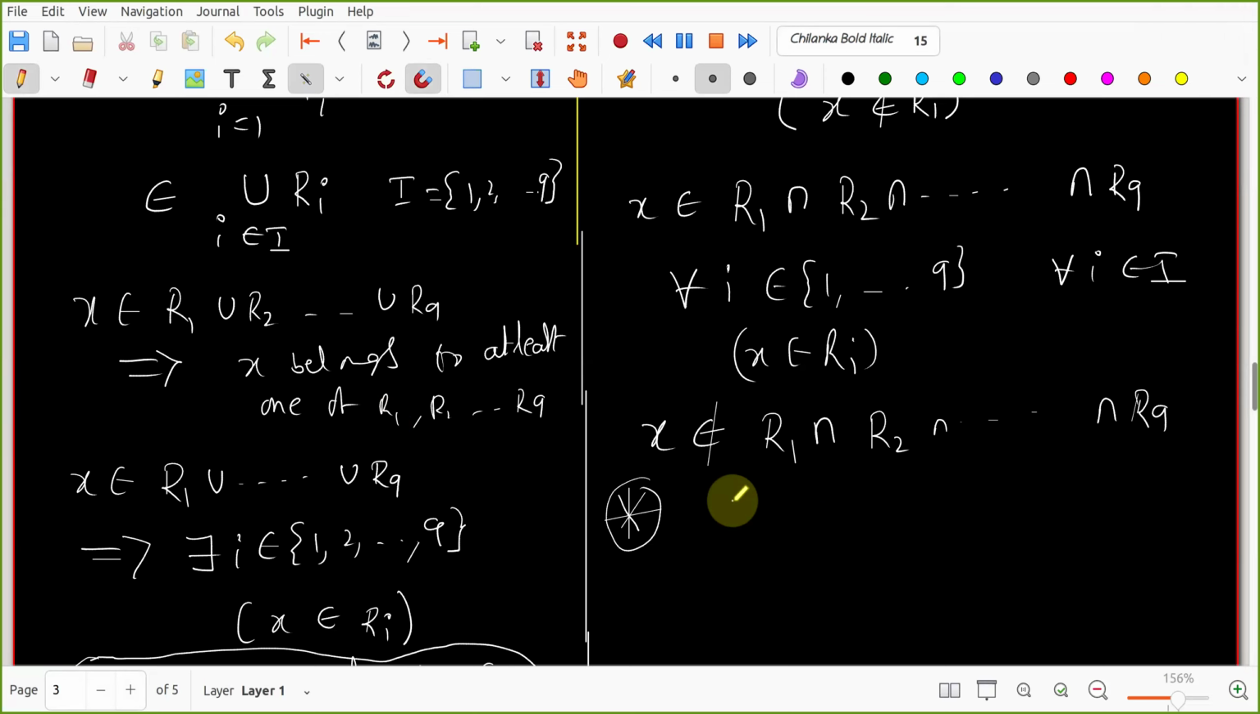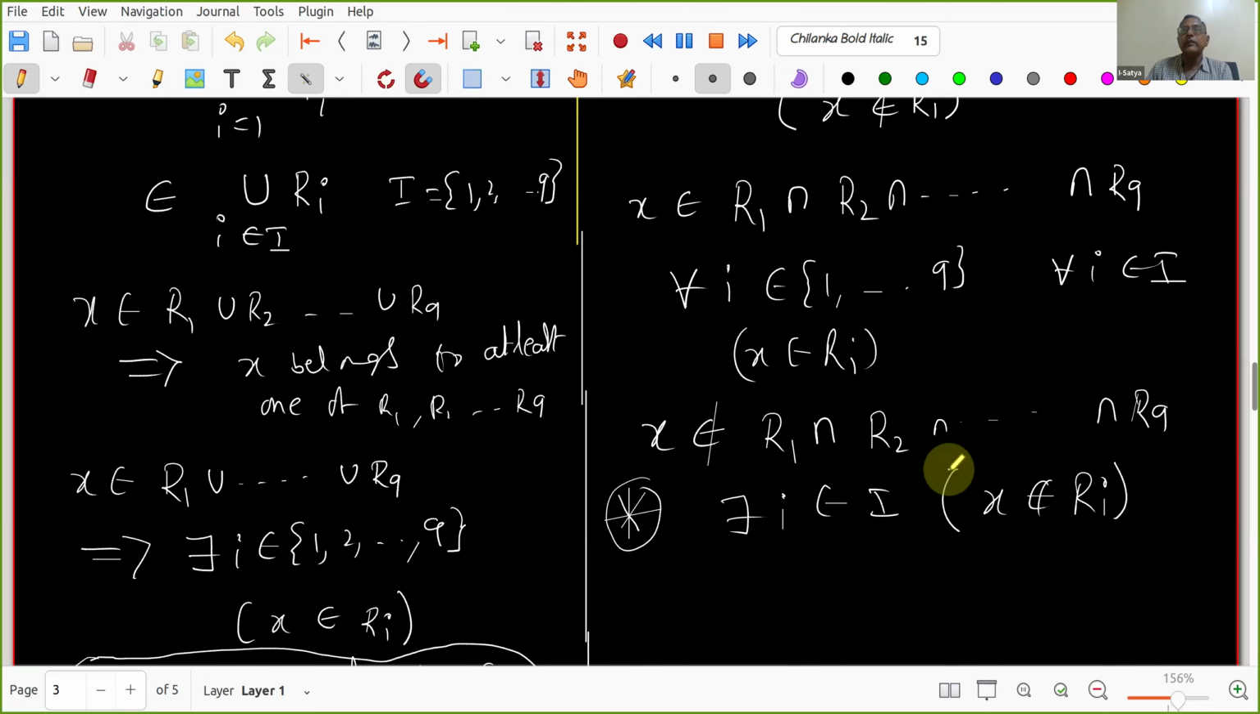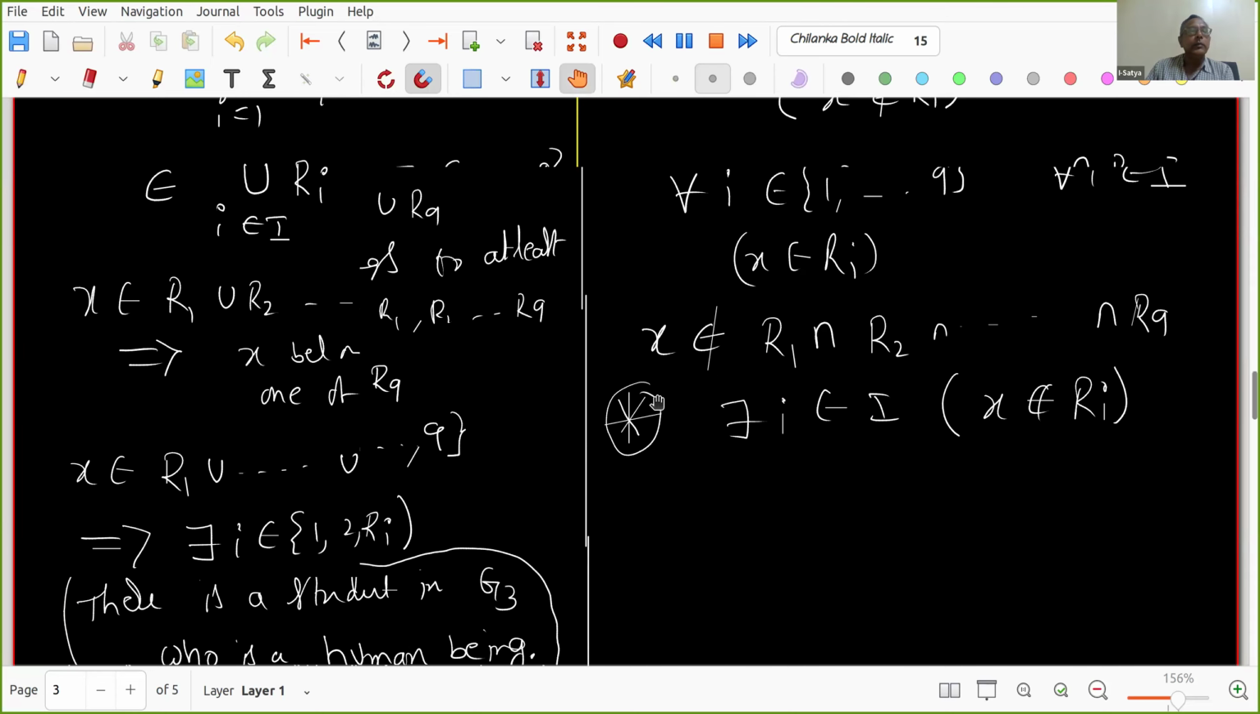Room number 5, Anchal Sharma, can you tell me? Yes, sir. X does not belong to R1 intersection R2 intersection R9 means there exists i belonging to 1 up to 9 such that X does not belong to Ri. Right. At least one does not contain it, so it is not in the intersection. Yeah, good.